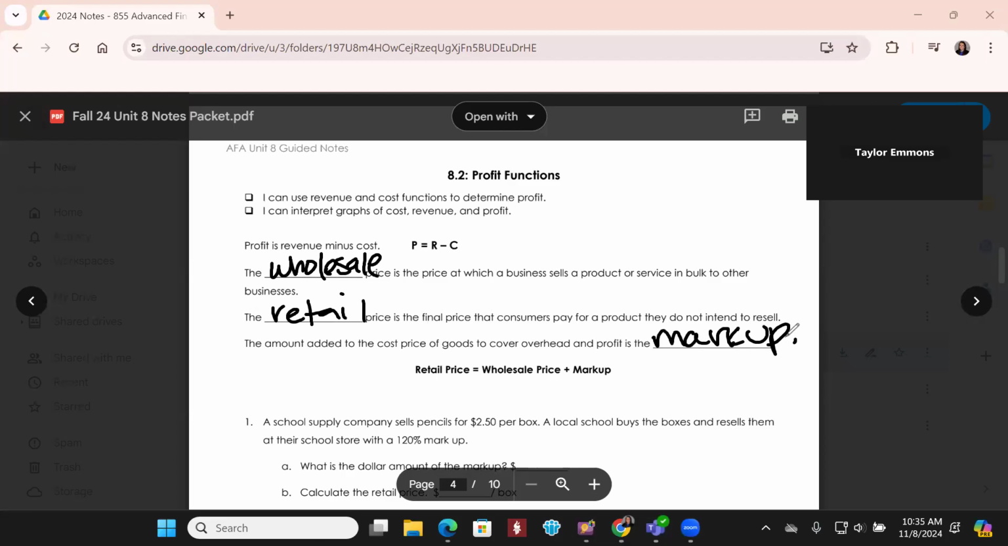So you know how you go to Costco and buy candy there, and then you go to the concessions at some sport and they mark it up? That's what this is talking about. Retail price is the wholesale price plus the markup. So you would add those two things together. Let's see an example.